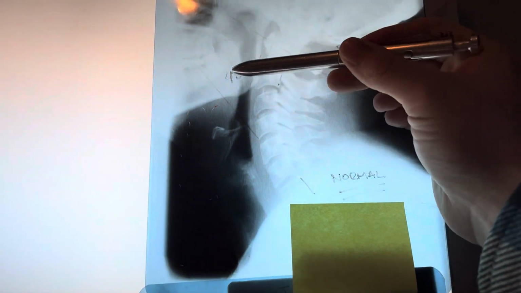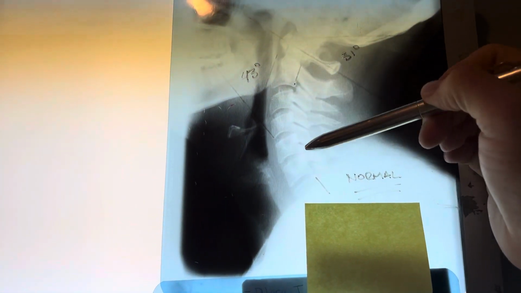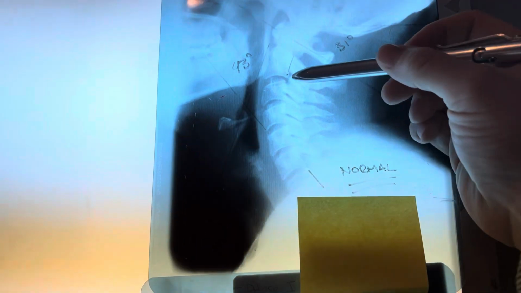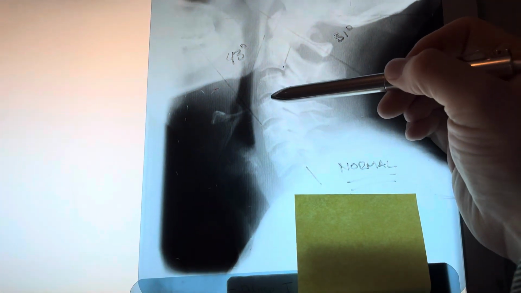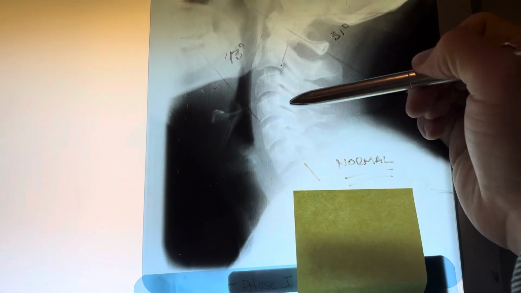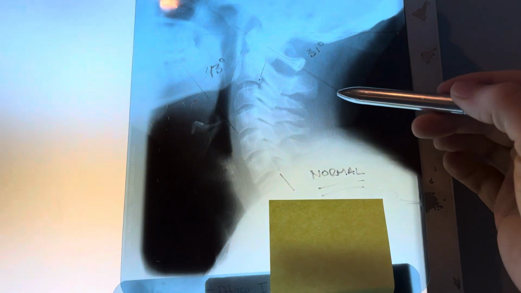So 43 degrees is the optimal curvature between C2 to C7 here for the cervical spine, because that leaves the optimal space for the discs in between and the nerves as well, for them to exit out and do what they need to do, as well as just for you to have normal range of motion.